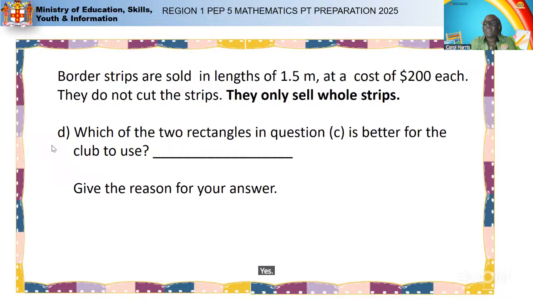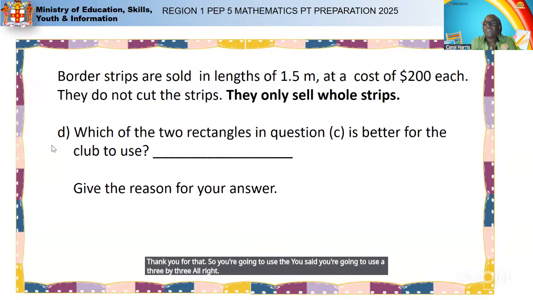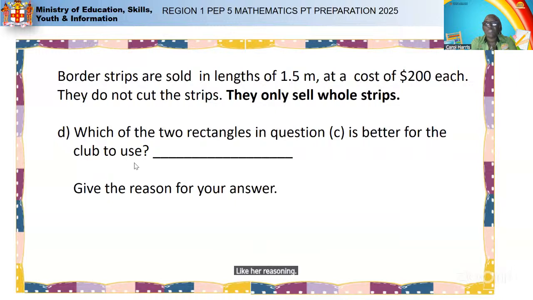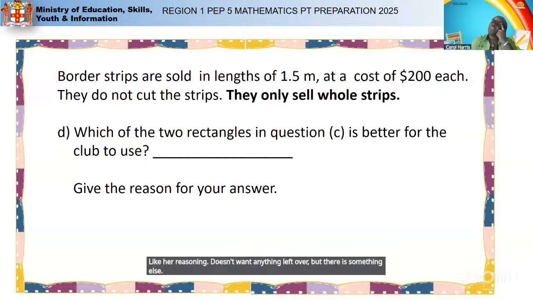I like that reasoning. It's interesting. You don't want anything left over. So let me ask something now. You want to hear from Alexi when you're through?